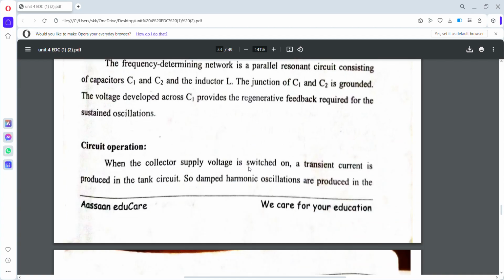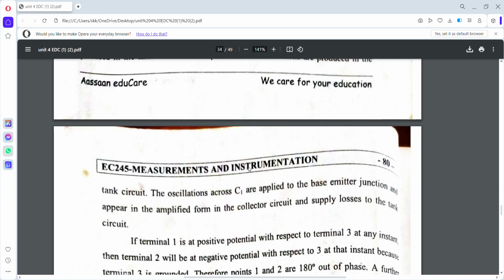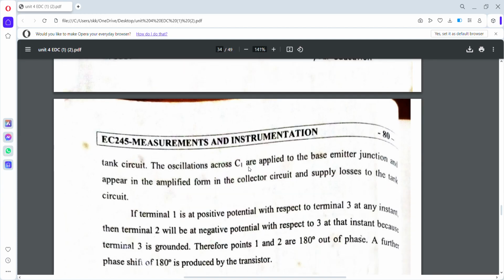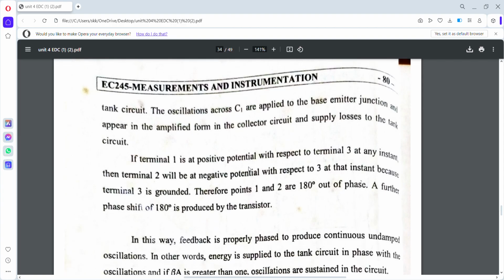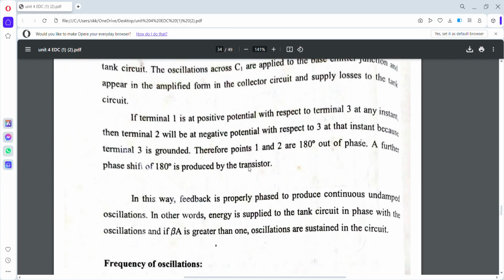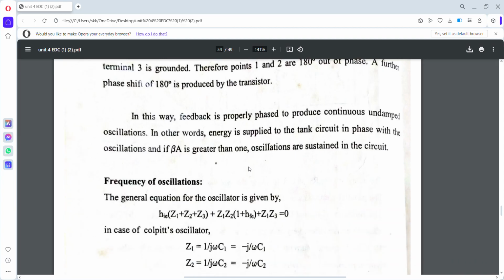Then circuit operation: 180 plus 180 produces 360 degrees. Next, the frequency of oscillation.